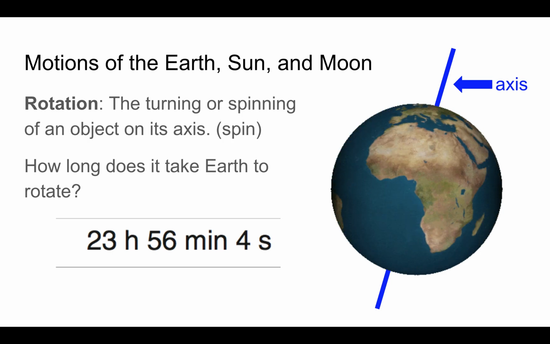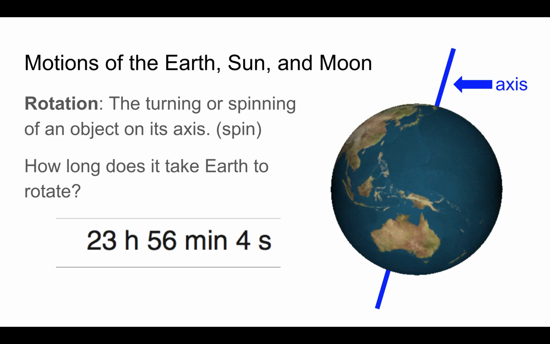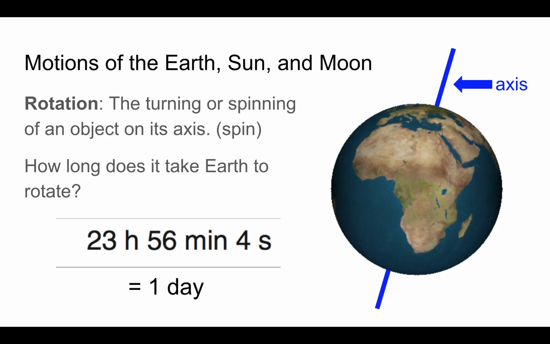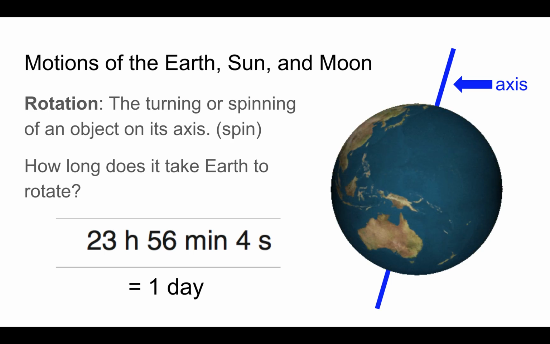That is really close to 24 hours. And 24 hours is 1 day. So how long does it take Earth to rotate? About 1 day.